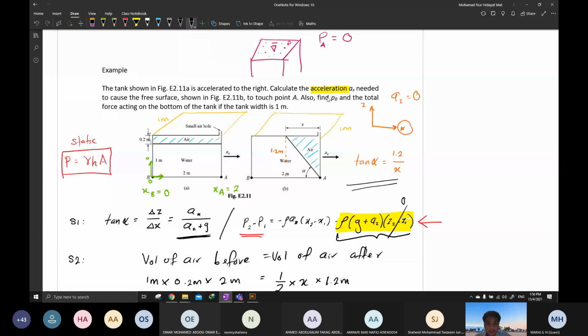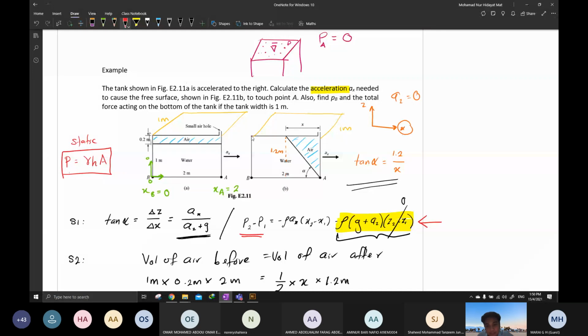And finally, the question asks for the total force acting on the bottom of the tank. To find the total force acting on the bottom of the tank, we realize that the pressure distribution is decreasing linearly from PB at point B here. We realize that the pressure on top of here decreases linearly.